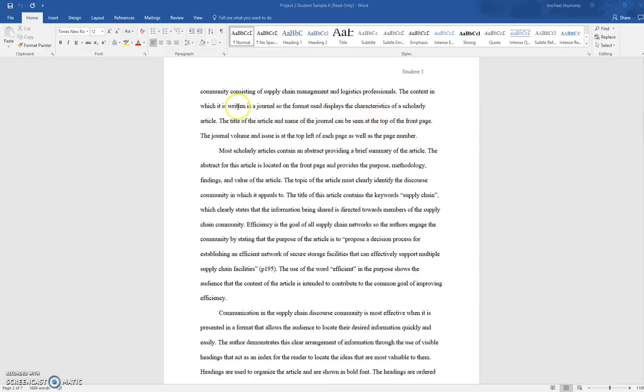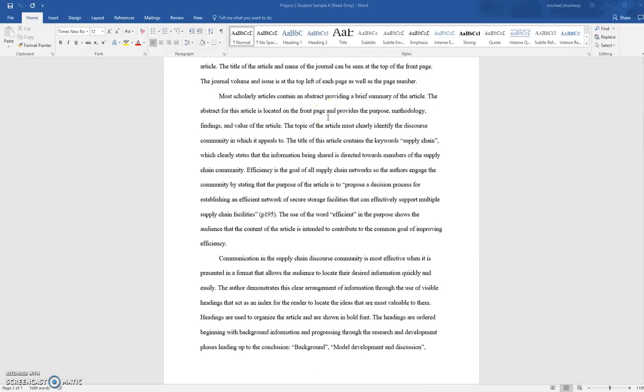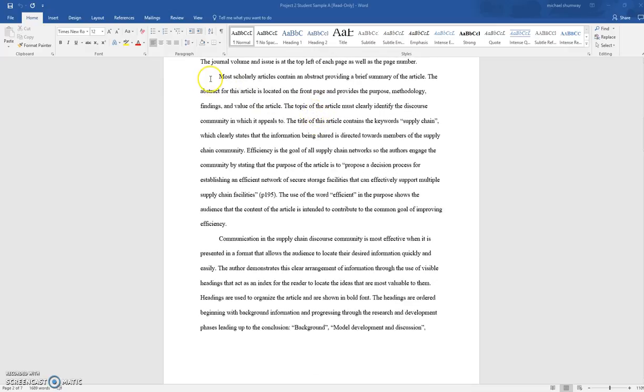Then the context, and again, this is the format of it. It's written as a journal, so the format has to display those kinds of things. And what does that mean? What does a journal article look like? Here we move into the actual article itself.